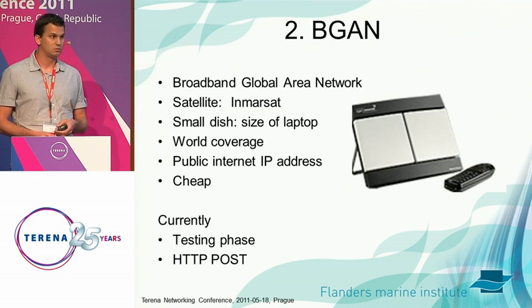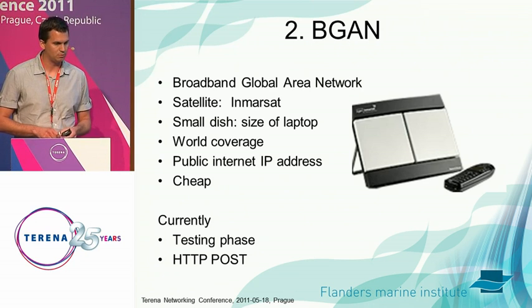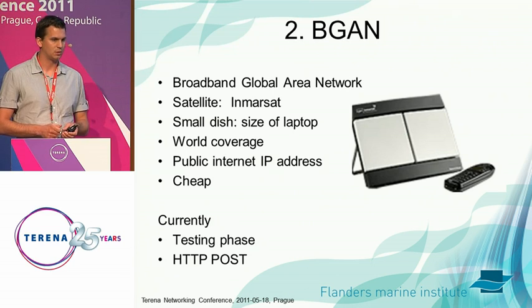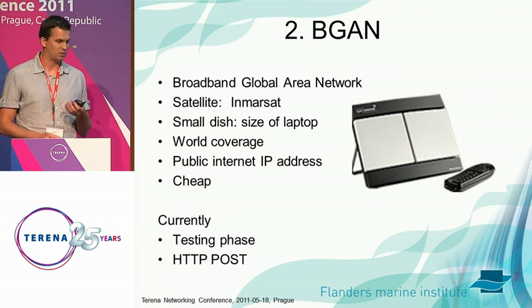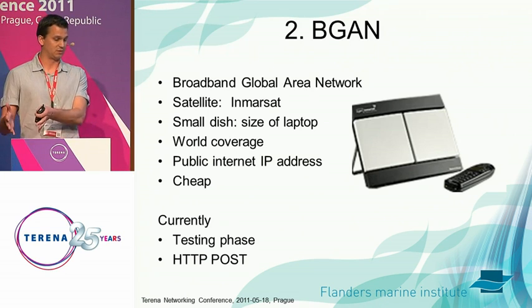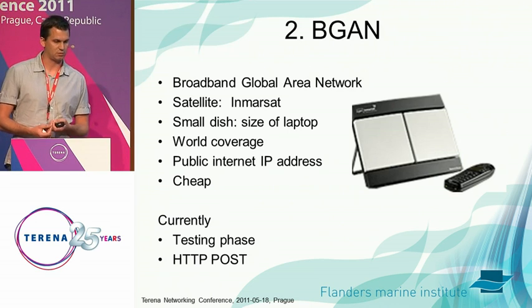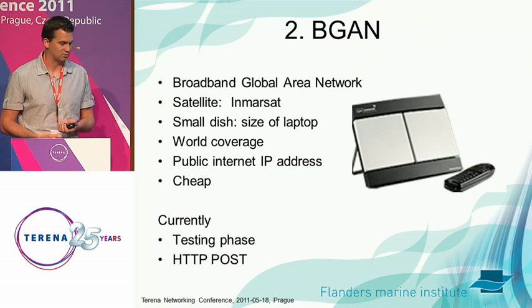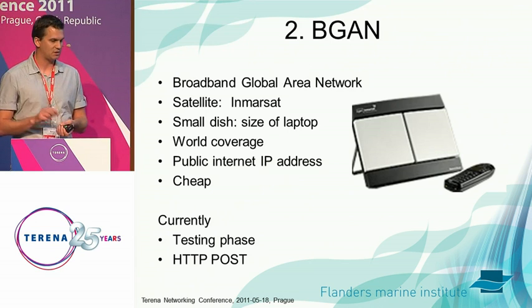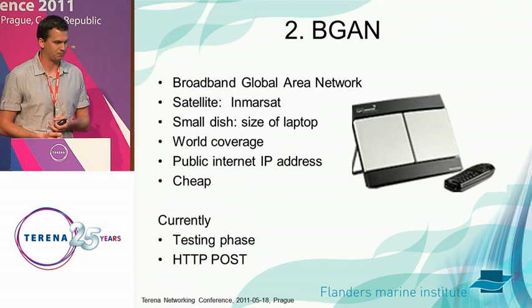A second method of getting the data to us is something new we have been testing in the last two or three years. It's called BGAN, which stands for Broadband Global Area Network. It's basically a satellite dish which connects to a satellite from Inmarsat. It's very cheap; well, the infrastructure is very cheap. It's the size of a laptop, and you can just put it next to the station and it works. Another advantage, though it could also be a disadvantage, is that it has a public internet IP address, so you can connect to the station directly via the satellite. There's no GTS in between, nothing else in between.